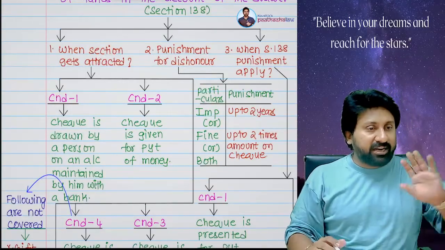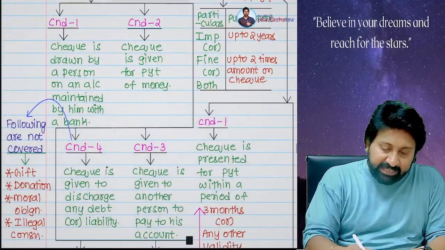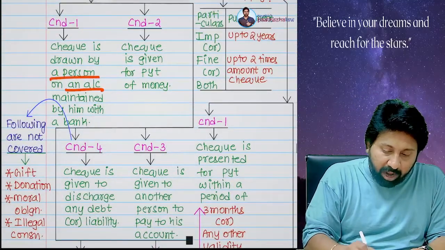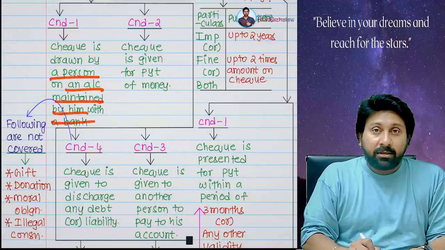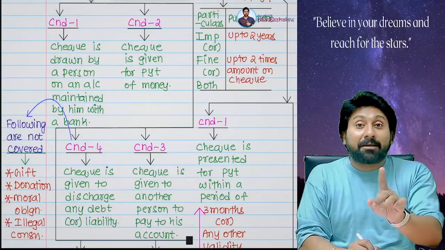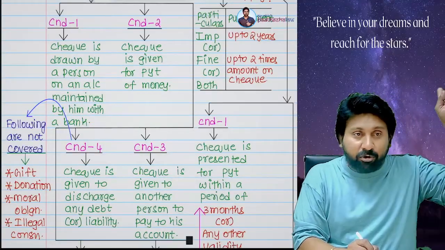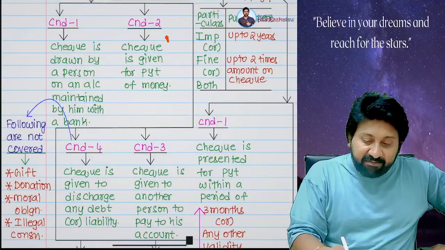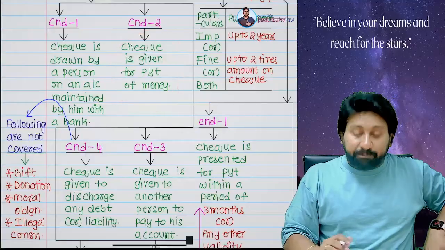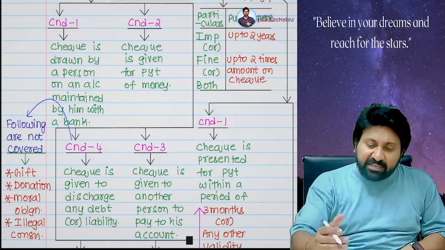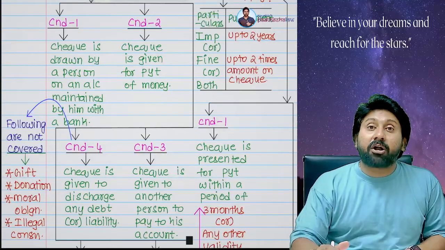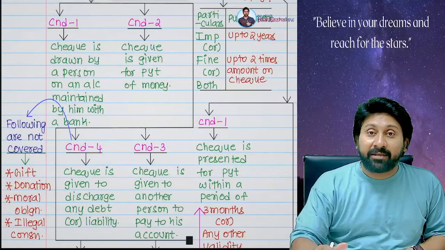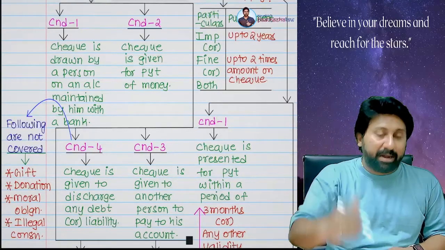What are the conditions? The check is drawn by a person on an account maintained by him with the bank. So the first one: he should give a check belonging to him, not belonging to his wife, children, etc. Next, the check is given for payment of money. Sir, what does that mean? The check should not be given as a guarantee or security. It should be given for real payment.